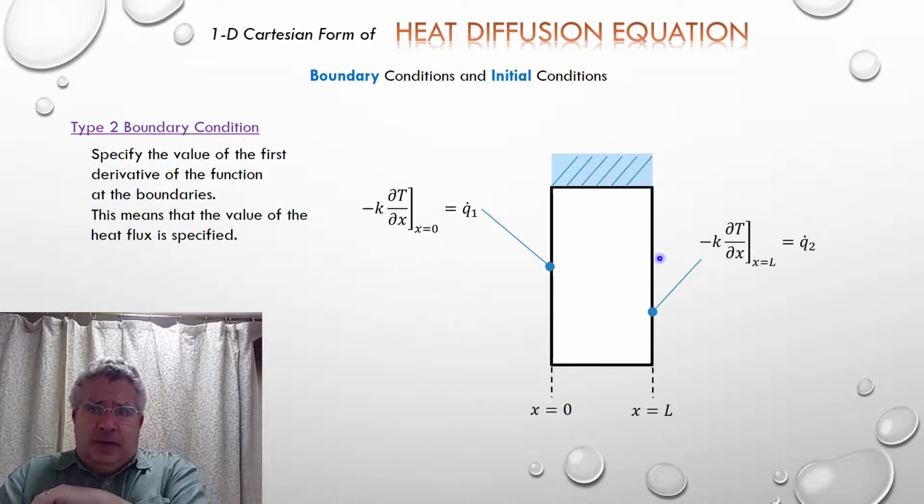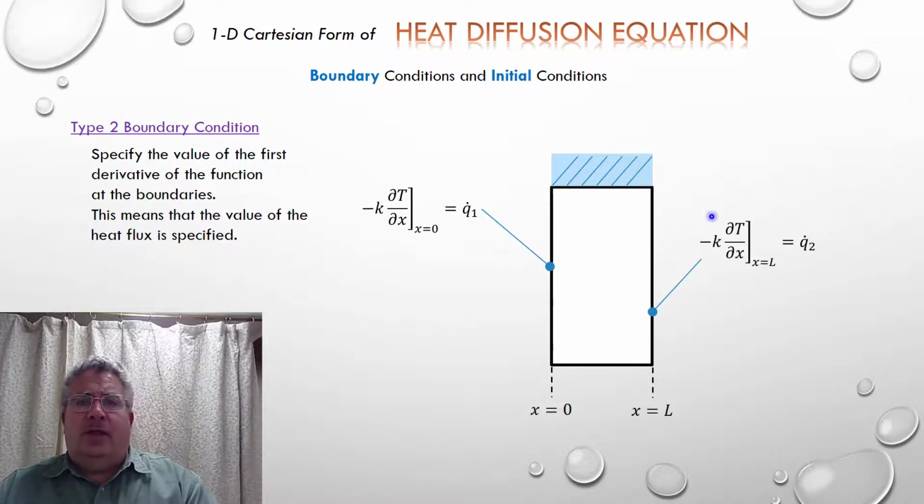Now, the second type of boundary condition is, instead of specifying the actual temperature of these surfaces, I can specify the heat flux on these surfaces. And the heat flux is given by Fourier's law. So notice that I'm explicitly leaving the A out.